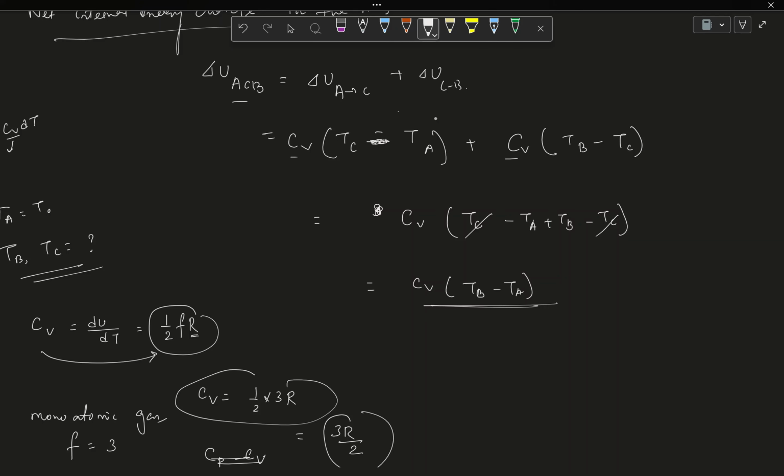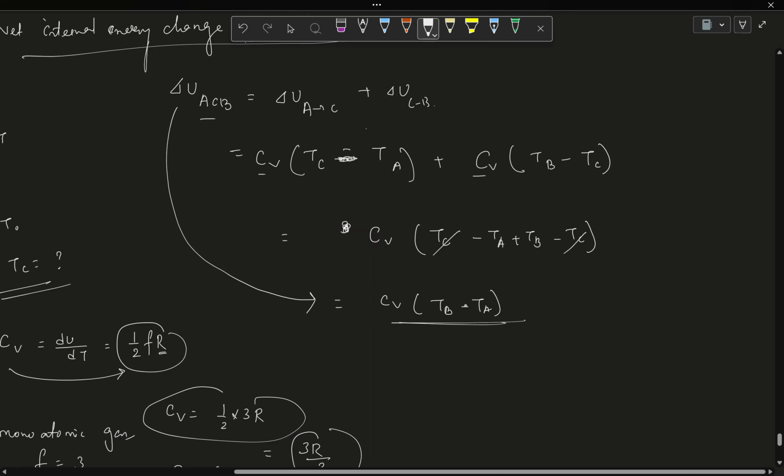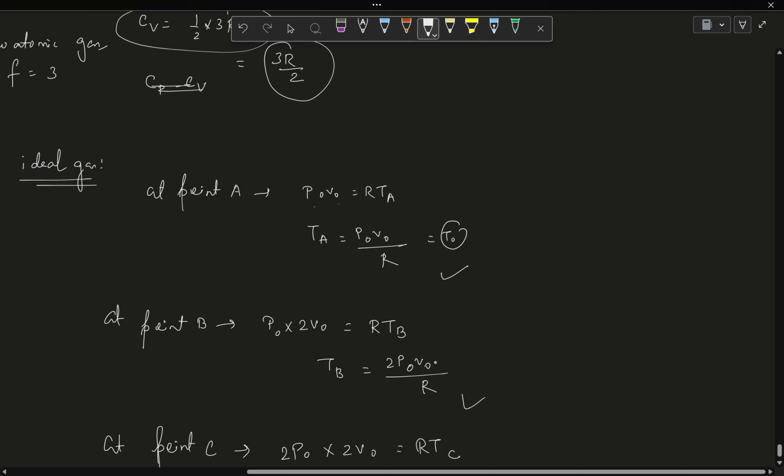But because U is a state variable, this C point has just got cancelled out, and in the overall expression of the internal energy change of this process, you have only two temperatures, which is the initial and final state temperature TB and TA. So this is what I was stating earlier, and this is also clearly seen from the mathematical calculation, that for delta U, you just have to know what is TB and what is TA, and you are sorted.